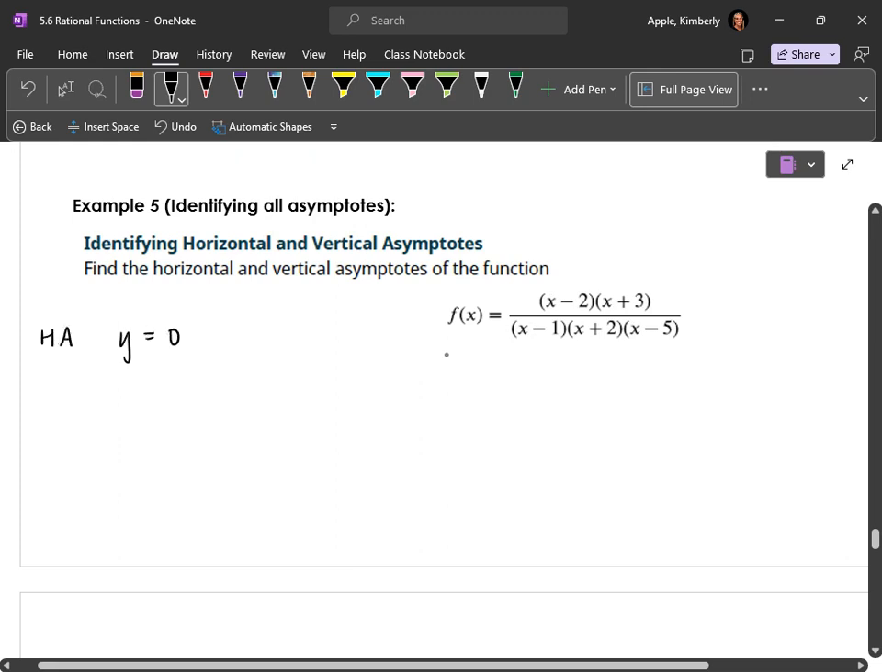So the degree is larger on the bottom, so the horizontal asymptote will be located at y equals 0. And then in order to find the vertical asymptotes, we're just going to see where the denominator is equal to 0. So that's going to be where each factor is equal to 0. Because none of the factors cancel, there are no removable discontinuities. So this will be x equals 1, x equals -2, and x equals 5 for all of our vertical asymptotes.